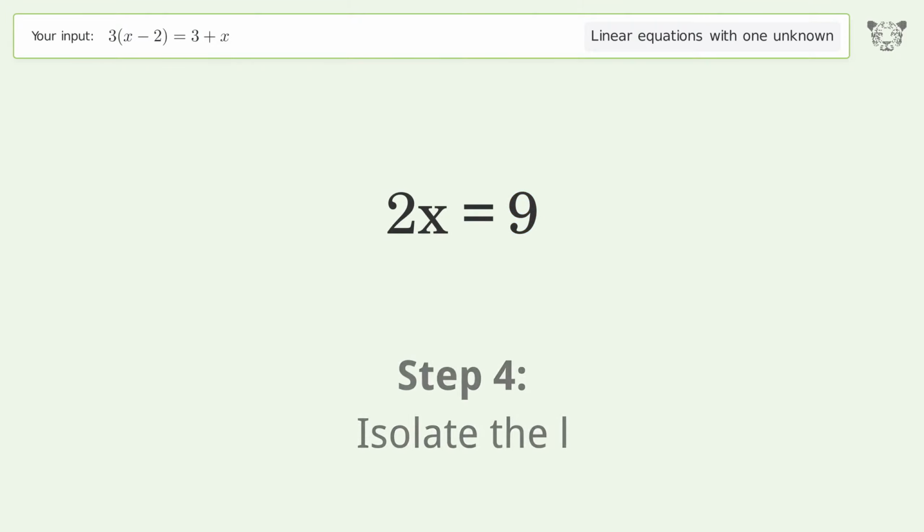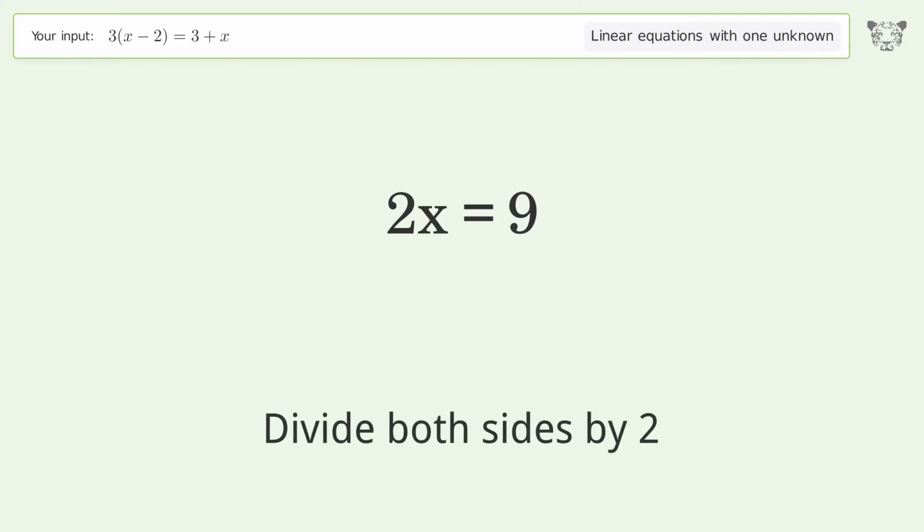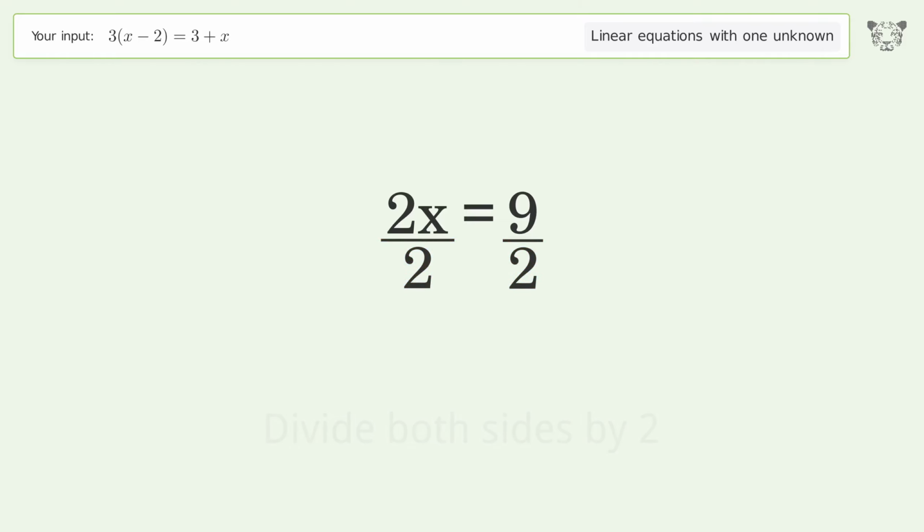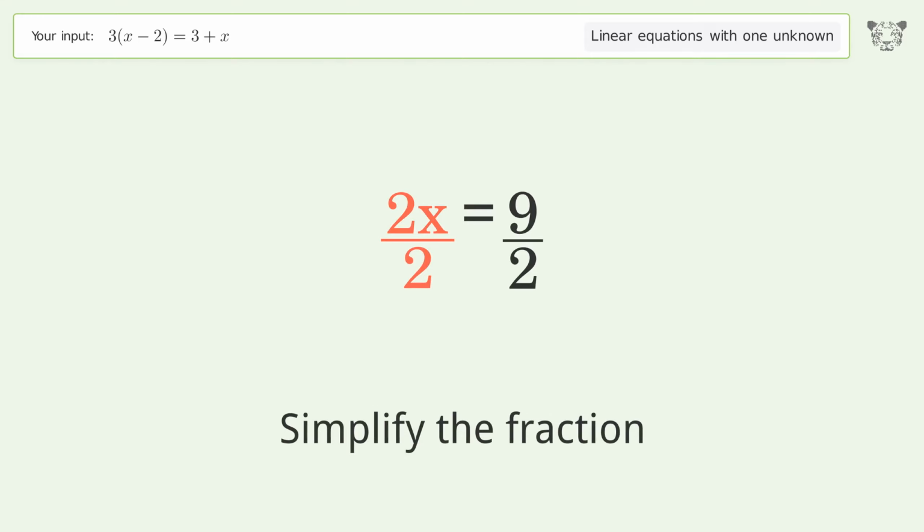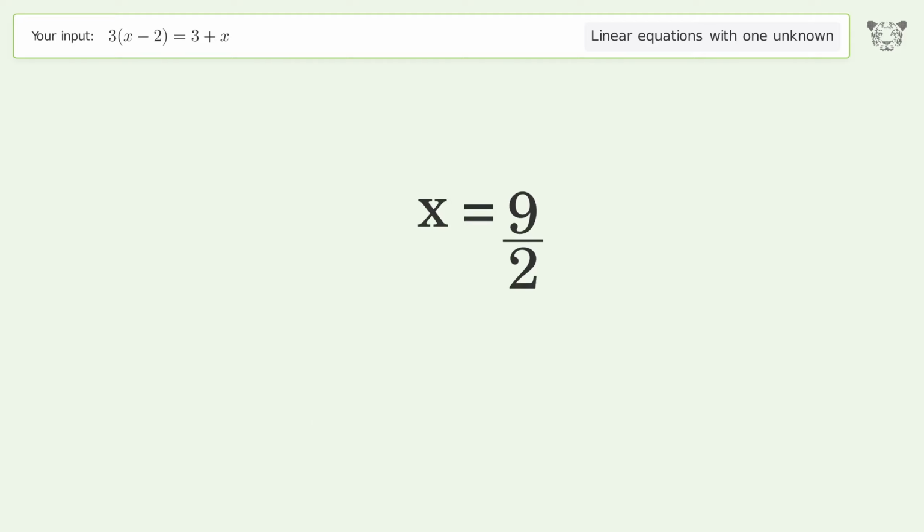Isolate the x. Divide both sides by 2. Simplify the fraction. And so the final result is x equals 9/2.